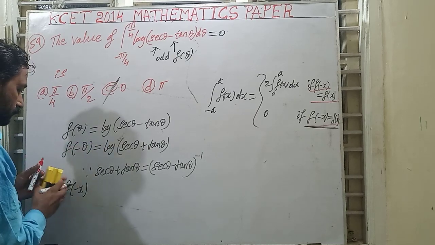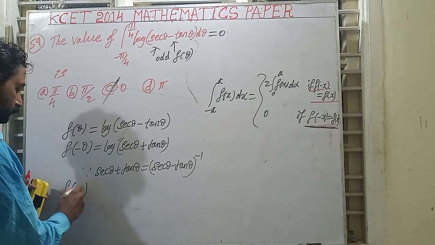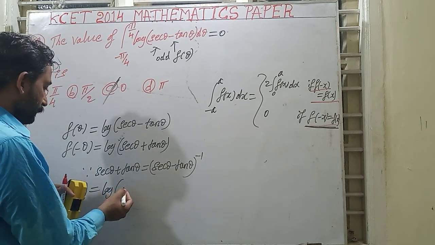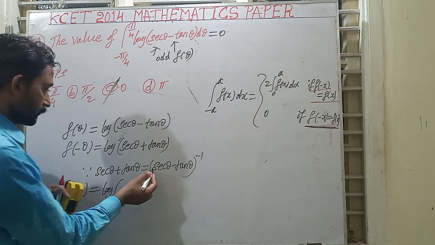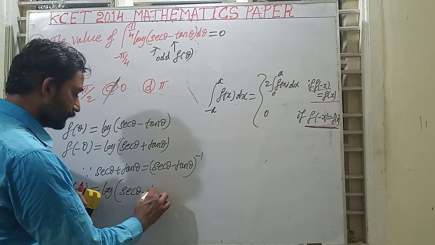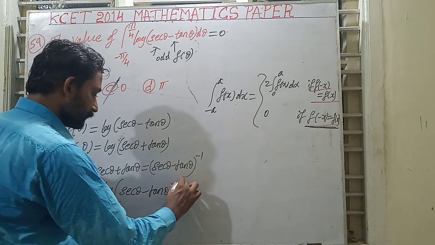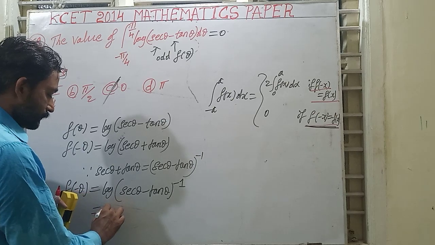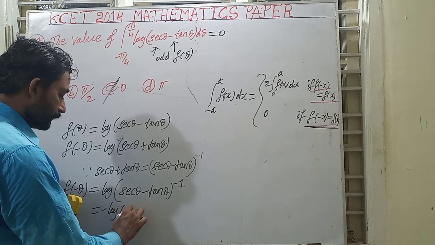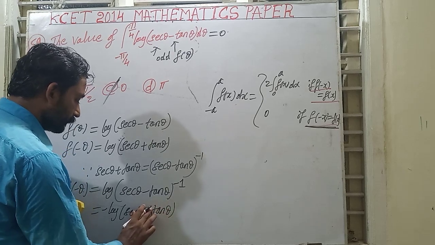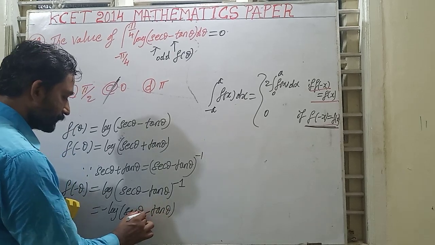Okay, f of minus theta is log of secant of minus theta, which becomes log of secant theta plus tan theta, and this can be written as secant theta minus tan theta whole inverse. So log m to the power of n can be written as n log m. So minus log of secant theta minus tan theta.